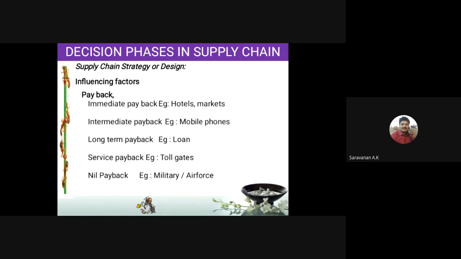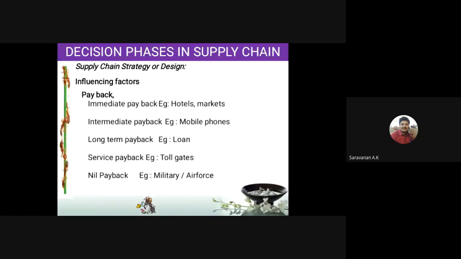Next is long-term payback: loans, housing loan. This is called long-term payback. Here, to get profit they have to increase the interest. If you take a housing loan, in the initial period they will have a higher interest rate. In the later period, the interest rate decreases. So this is what we call long term. Next is service payback: toll gates. They are providing the facility of a good road, so they are collecting toll charges.